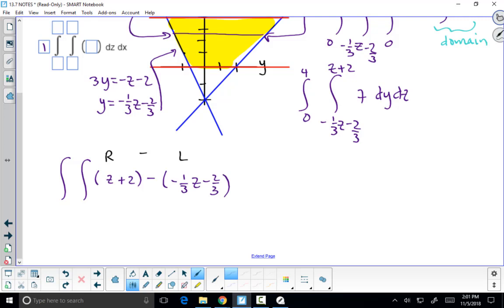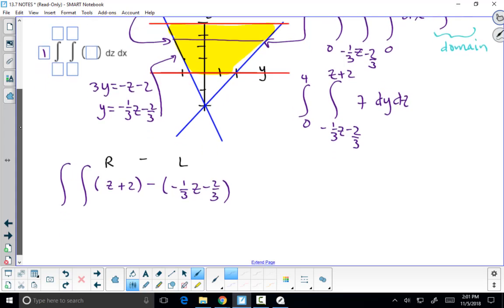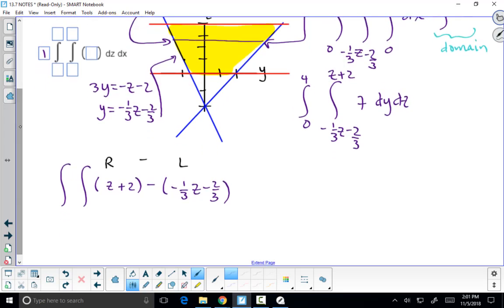And then the domain for right minus left: if we're doing the y's, the domain should be in what plane? The XZ plane. Up here we have the YZ plane, so now we have to look into the XZ plane for the domain. So let's take a look in the XZ plane.